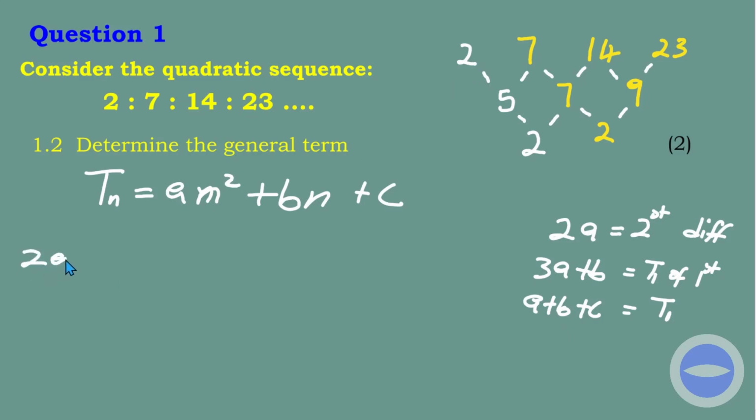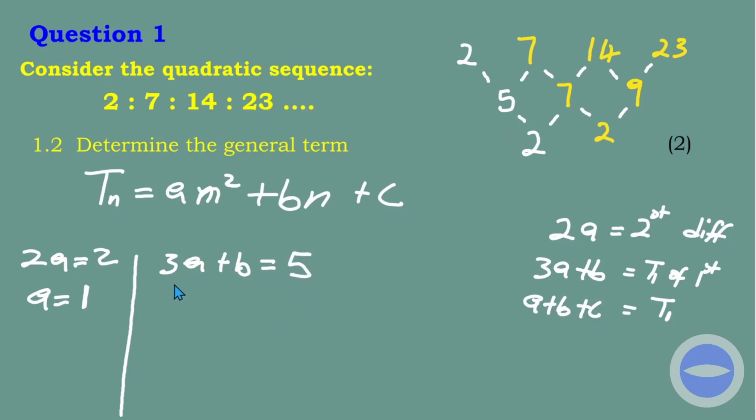So 2a is equal to the second difference, which is 2. Then we can solve for a. If we divide everything by 2, a equals 1. So now we have found the value of a. Then again we say 3a plus b is equal to the first term of the first differences. So here we have 3a plus b equals 5, the first term of the first differences.